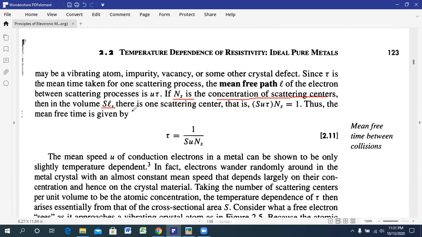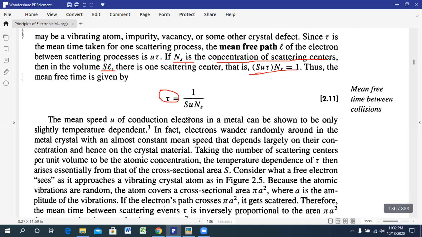So if we consider one scattering center, that means if this value equals the total value, S U, where S is the surface area pi a square, U is the velocity between the two colliding electrons, tau is the relaxation time, and n_s is the concentration of the scattering centers, should be equal to 1. So from this formula we can conclude that the mean free time tau should be equal to 1 divided by S U n_s.